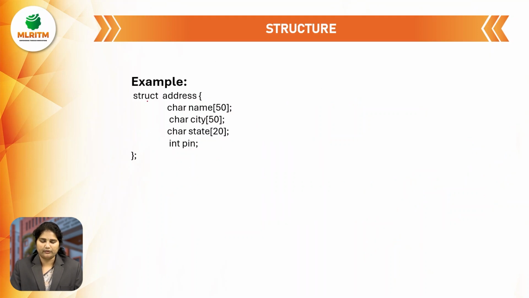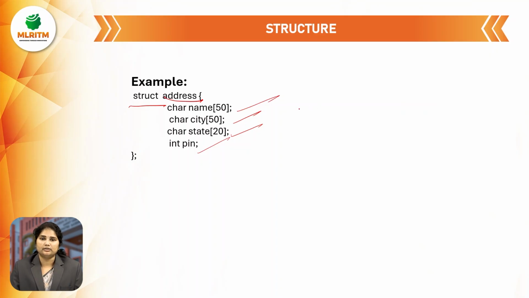Example, here see, struct is the keyword, address is the structure name. In this we are declaring the variables: char name of 50, char city 50, char state 20, int pin. Here the memory will be occupied for these.